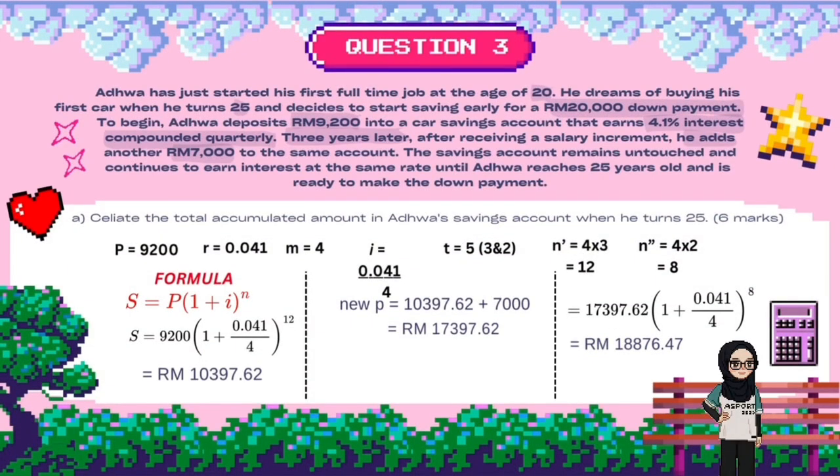So now I will be explaining question number 3. The question tells us that Adwa deposited 9,200 into his savings account. This amount becomes our P. He earns 4.1% interest per year and the interest is compounded quarterly, meaning the interest is calculated 4 times a year, so our M equals 4.